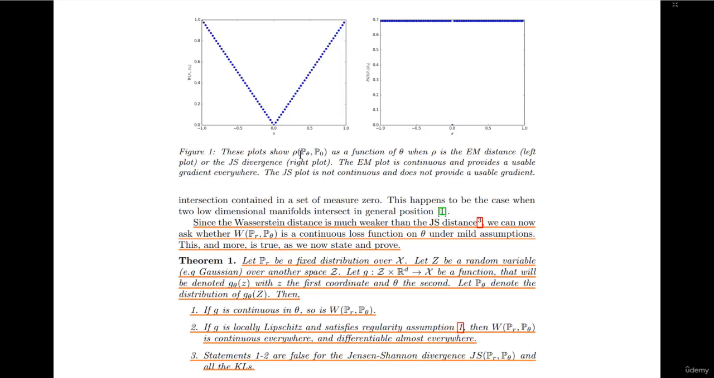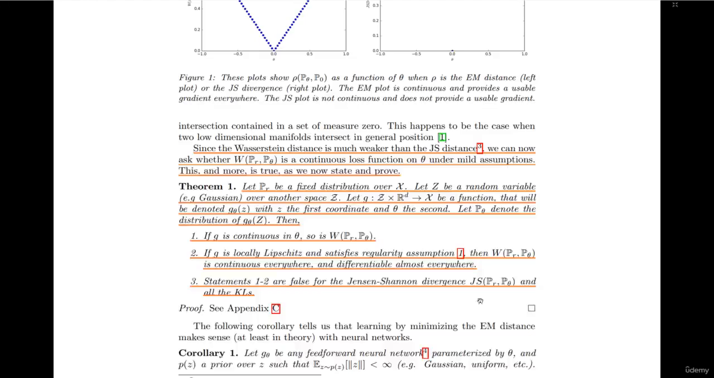We now see on these plots a function of theta, where the left plot is the EM distance, and the right plot is the JS divergence. The EM distance is continuous and provides a usable gradient everywhere, whereas the JS plot is not continuous and does not provide a usable gradient. The authors also went further to say that since the Wasserstein or EM distance is much weaker than the JS divergence, we can now ask whether the EM distance is a continuous loss function on theta under mild assumptions.